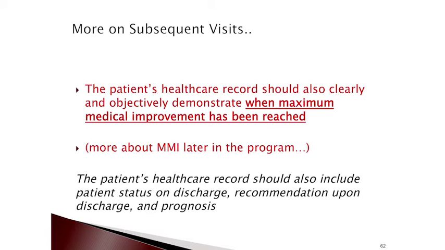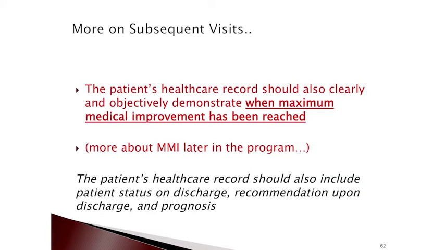Okay? The patient's healthcare record should also clearly and objectively demonstrate when maximal medical improvement, or MMI, has been reached. This is one area that we often miss. We're excited to finish things off. We do our final re-exam, but we don't have a discharge note. We don't say, well, the patient has reached these goals and is doing this, or has these residual symptoms or residual issues related to functional changes in their spine. So you need to put a little narrative at the end of that report, at the end of that date when you're releasing the patient as well. And we'll talk more about that.